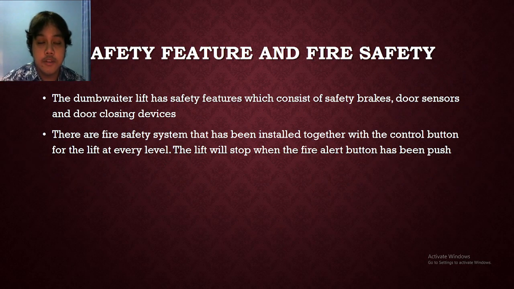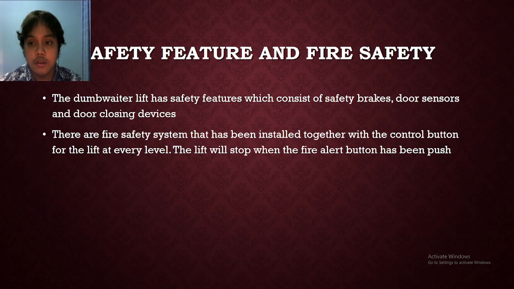Safety features and fire safety of the lift. The dumbwaiter lift has safety features which consist of safety brakes, door sensors and door closing devices. There are fire safety systems installed together with the control button for the lift at every level. The lift will stop when the fire alert button has been pushed.